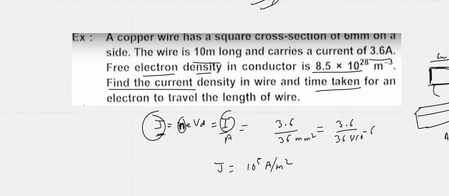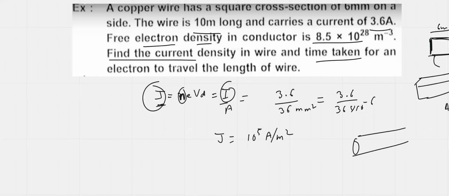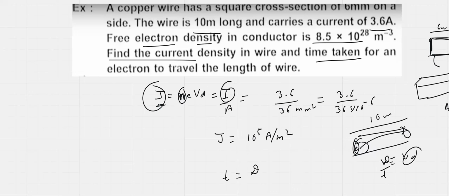The next is the time taken for an electron to travel the length of the wire. Again, a very simple idea. This is the length of the wire, 10 meter. Assume an electron is there. How much time will it take? You can simply say that distance divided by time gives you velocity, so time is nothing but the distance divided by Vd. The distance given is 10.